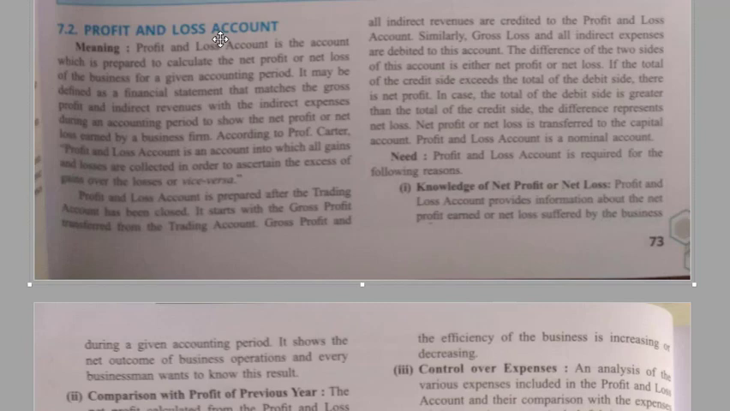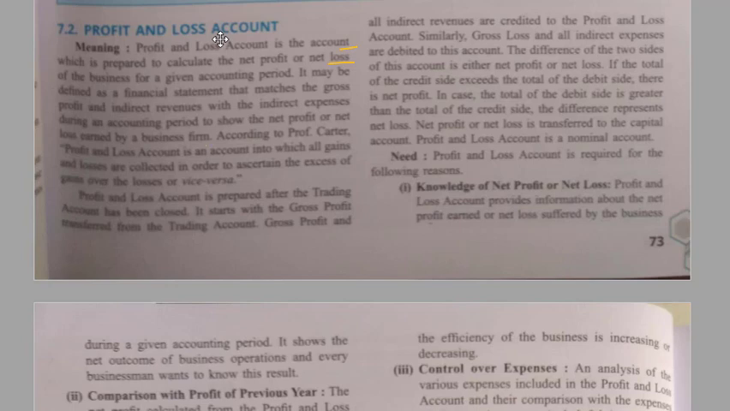As we discussed, the trading account is prepared to get the gross profit or gross loss. In the same way, we prepare the profit and loss account to get the net profit or net loss in the business. It may be defined as a financial statement that matches the gross profit and indirect revenues with indirect expenses during the accounting period to show the net profit or the net loss made by the business firm.